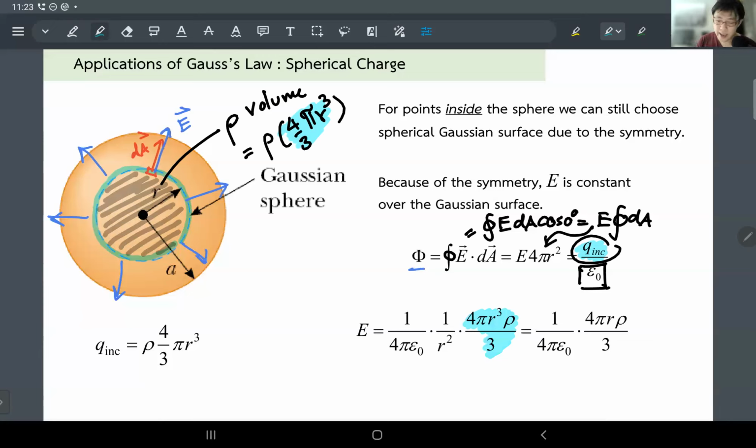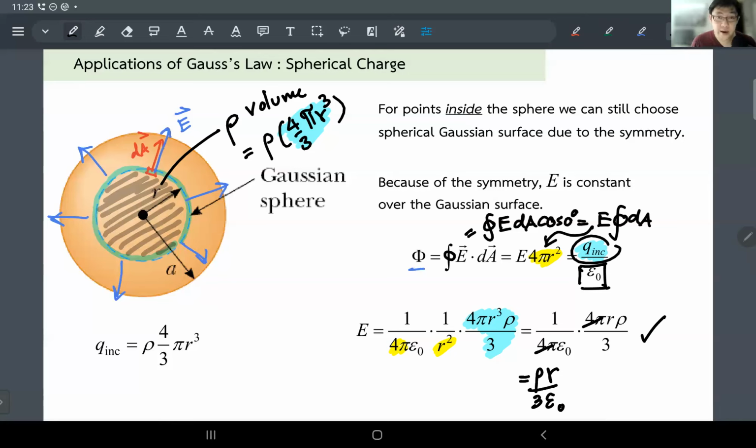Nice. And then I just move 4 pi r squared to the right side. 4 pi r squared is right here. Epsilon naught is always there. And that's it, guys. What you get over here is just your electric field inside that spherical charge. Cool. You can clean these things up a little bit, make it nice. It's going to be r rho over 3 epsilon naught if you want.